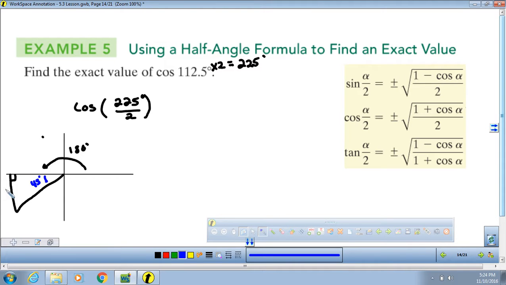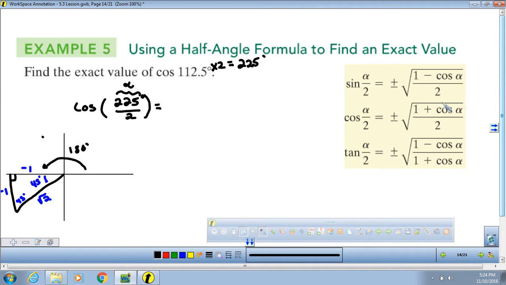So that is going to be a 1, 1, and square root of 2. That is a 45, 45, 90 triangle. But since it is in quadrant 3, both the x and the y are negatives. So let's go ahead and find the value of this expression. Using the formula, that 225 is your alpha.